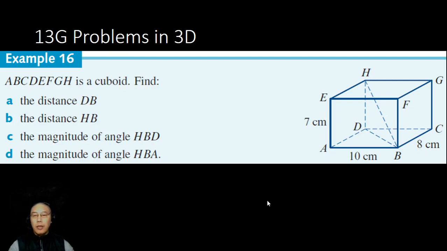Hi, Year 11s. We'll continue in Chapter 13 with some of the application of trigonometry combined with geometry. In 13G, we're looking at problems in 3 dimensions. So have a look at this example, the drawing with the dimensions, and look at determining A, B, C, D.